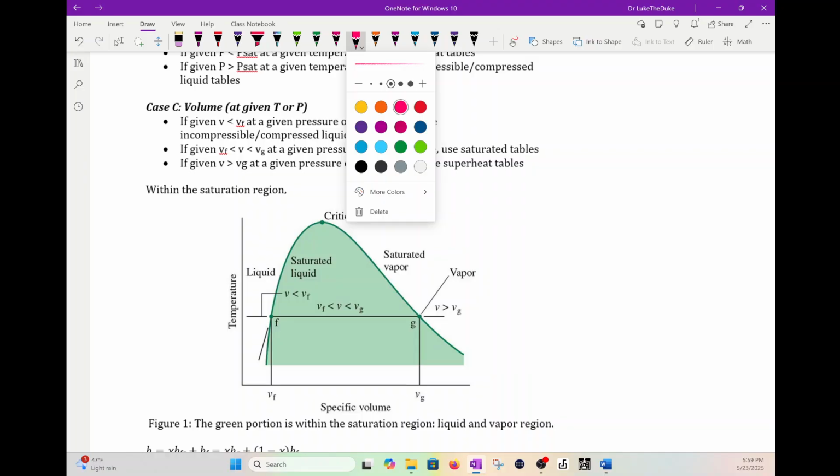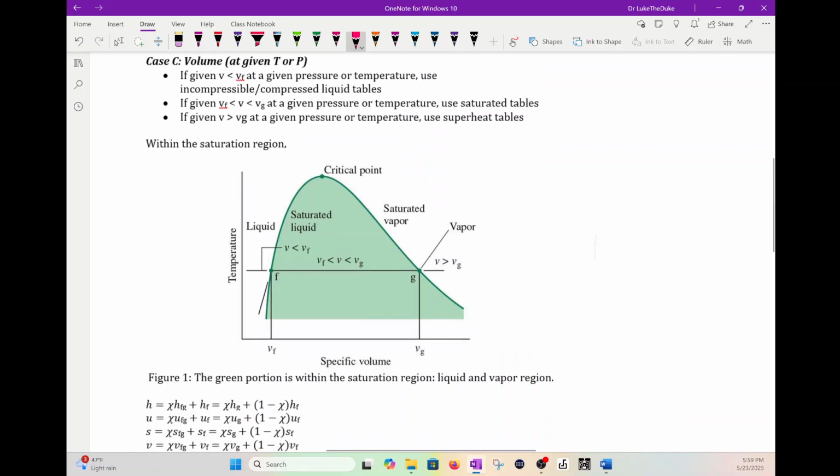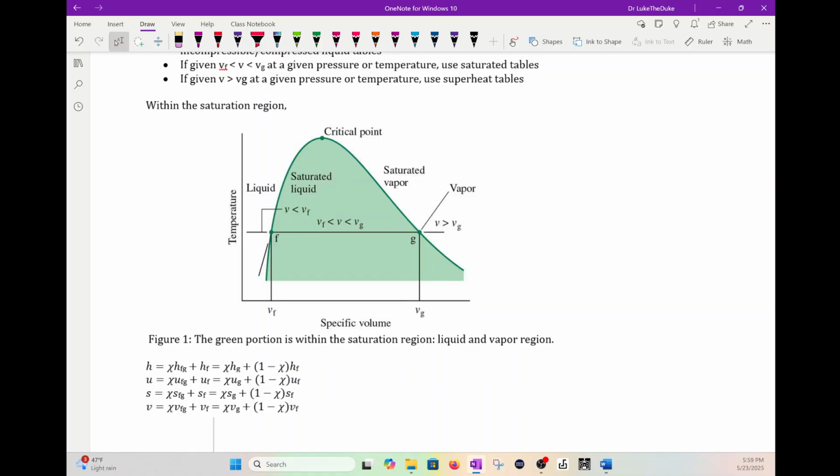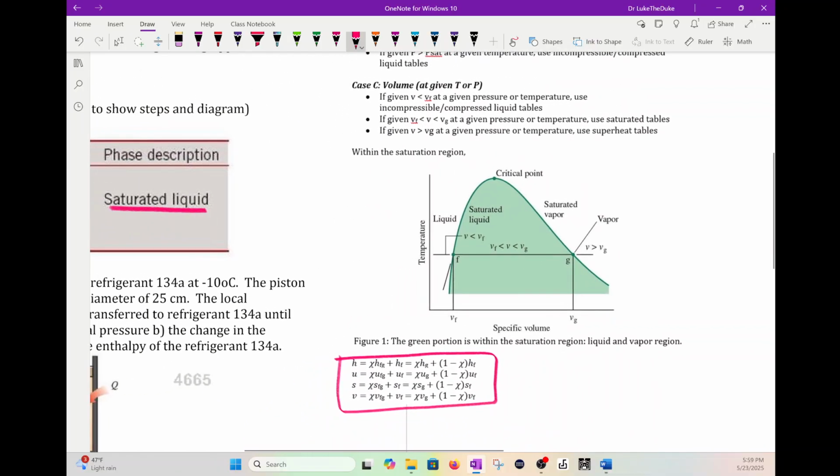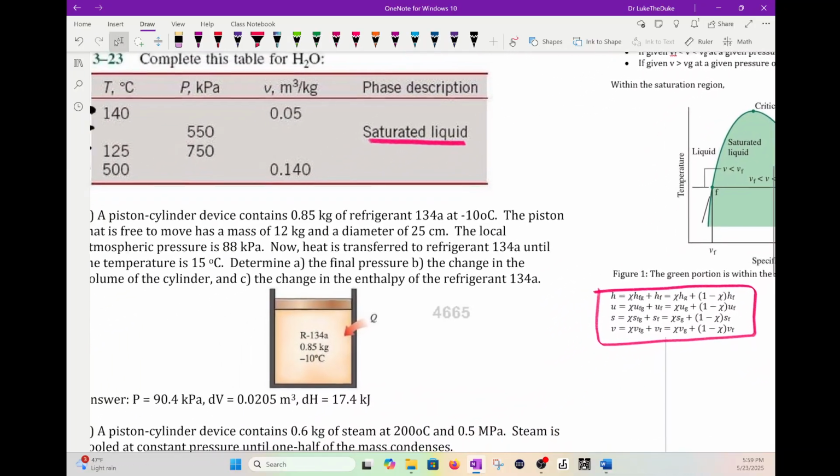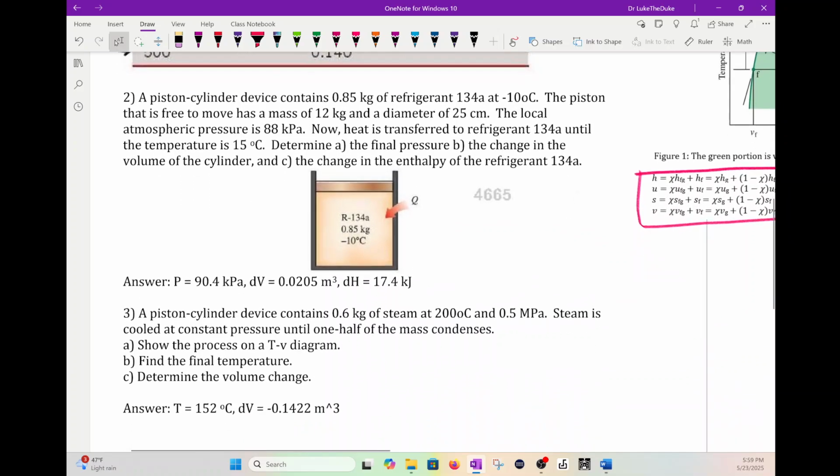And then if you're inside the dome, then you have a quality and you have to make sure to use these. So follow the rules, identify where you are, and you should be good, which is needed for the next 2 problems.